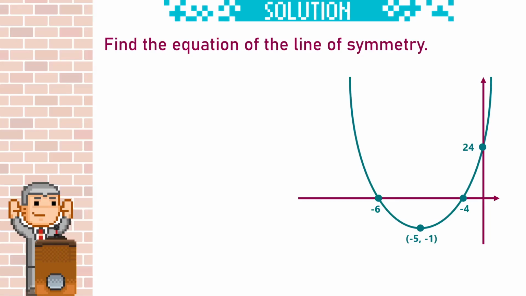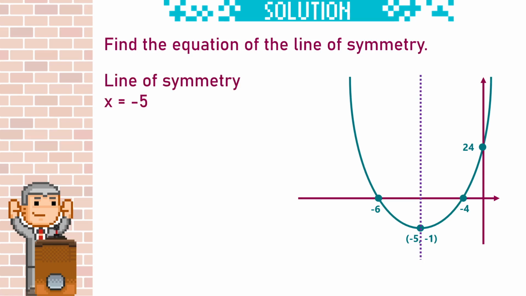The line of symmetry will be a vertical line passing through the turning point. At every point along the line, x will be -5, so the equation will be x equals -5.